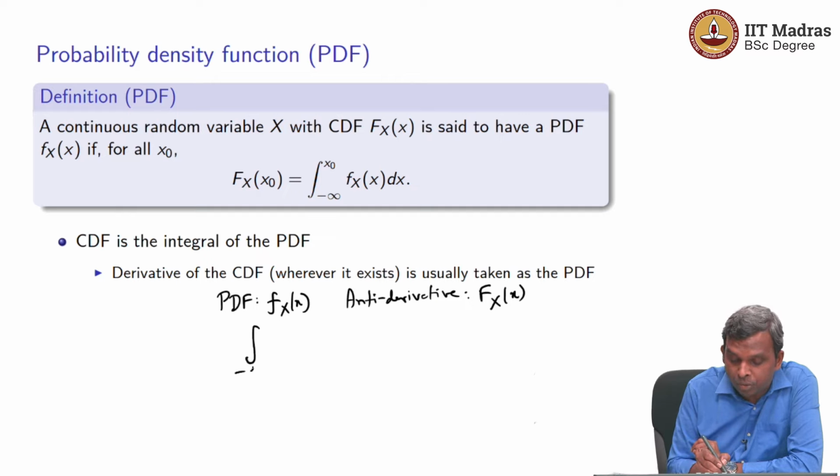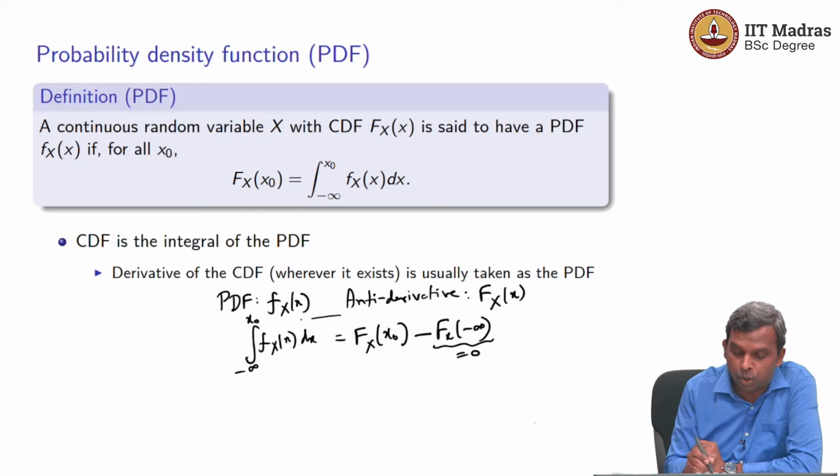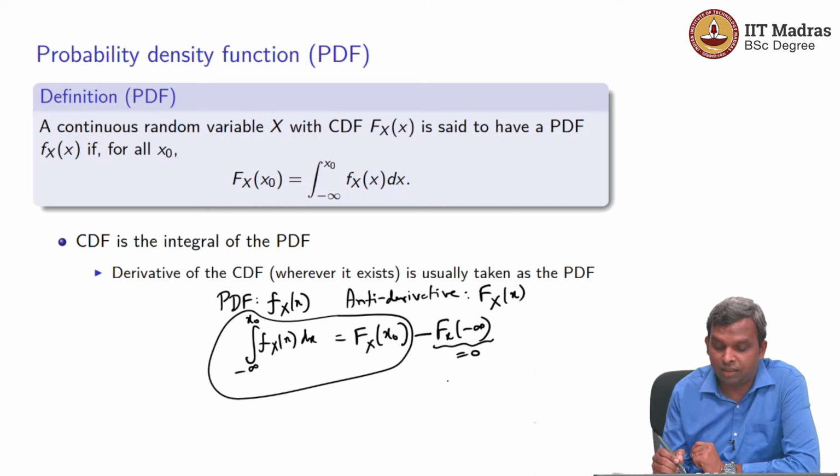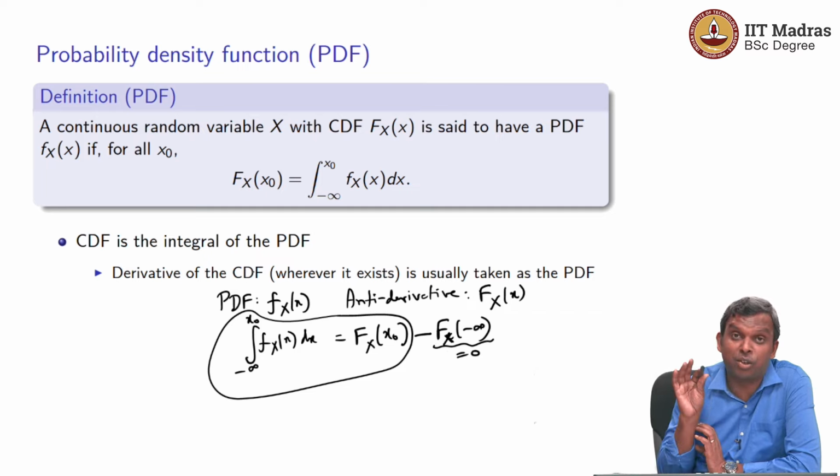So when you do the integral from minus infinity to x naught of fx of x, from your relationship for the definite integral, it's going to be Fx of x naught minus Fx of minus infinity. What's Fx of minus infinity? This is 0. So you get what you want. This is what you will get.